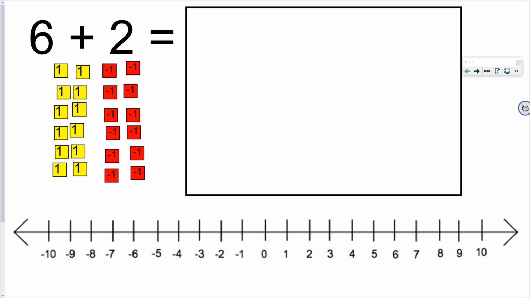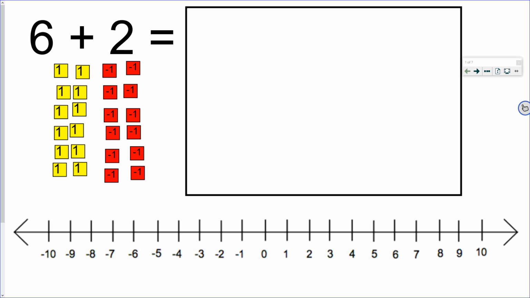Remember, on a number line, any number to the right of another number will always be larger, and any number to the left of a number will always be smaller. So let's talk about integers a minute. We've got positive 6 plus positive 2. So there are some addition rules when adding integers. If all you have is positives, then your answer is going to be positive.